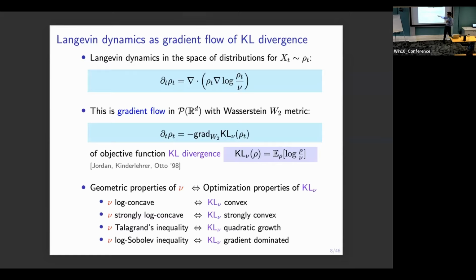So for example, saying the target is strongly log-concave is equivalent to saying that this objective function is a strongly convex function on the manifold, geodesically strongly convex, and therefore we know that gradient flow converges very fast. And the log-Sobolev inequality corresponds to a weaker condition called gradient dominated, or this PL inequality, Polyak-Lojasiewicz, which we know from optimization is the weakest condition that we need to make sure that this objective function decays exponentially fast. And so all these geometric properties correspond to really nice optimization guarantees.